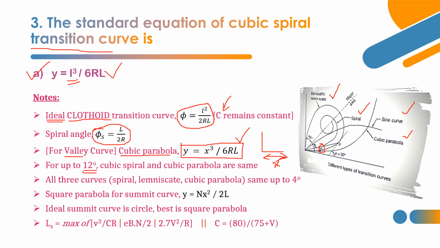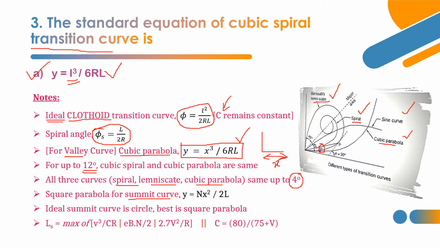Cubic parabola is ideally suited for valley curve. So all the three curves, spiral, lemniscate and cubic parabola, you can see in this diagram. Lemniscate, spiral, cubic parabola are one and the same up to 4 degrees. So up to 4 degree deviation, these three curves behave one and the same. Beyond that only, these three curves have unique significance.